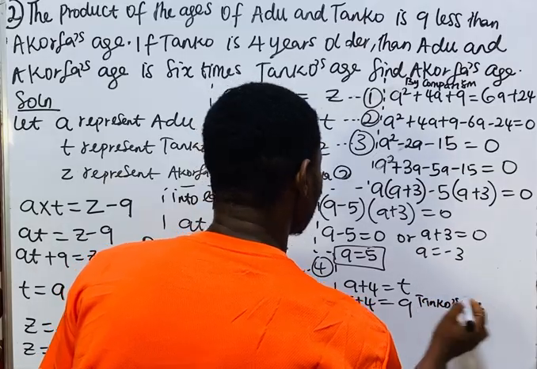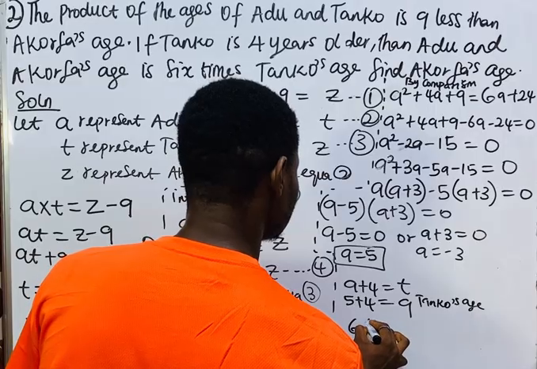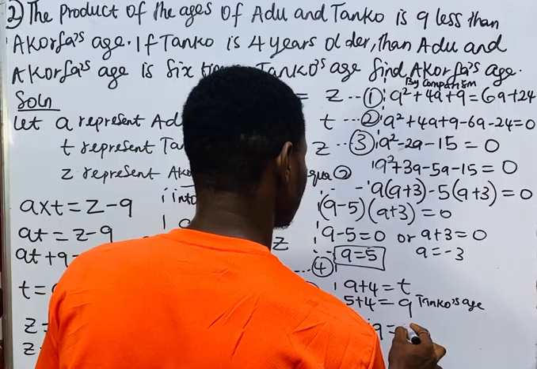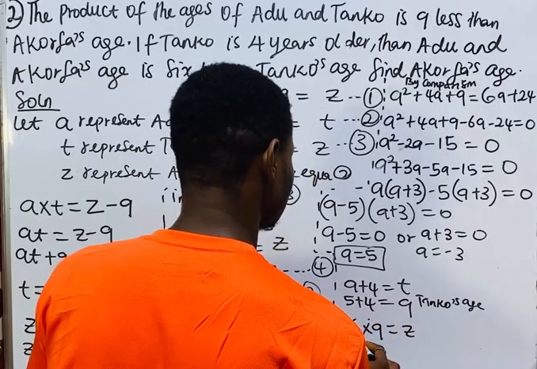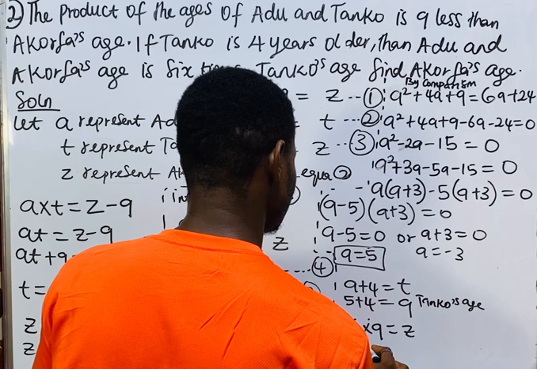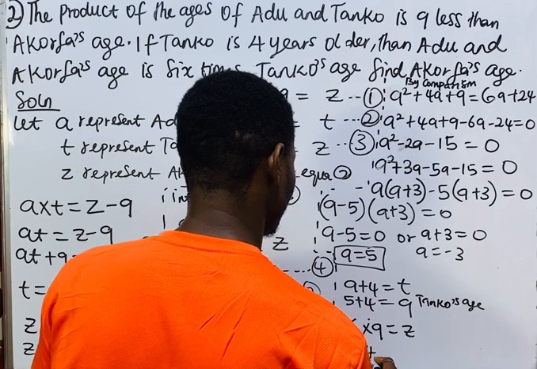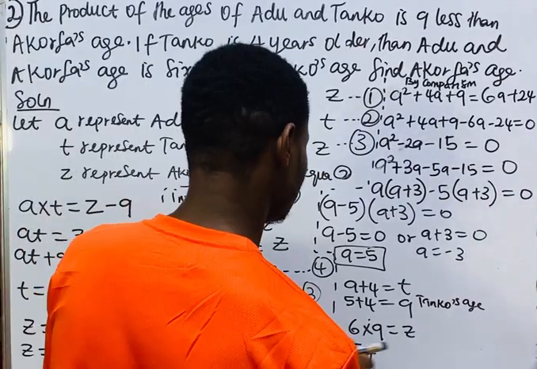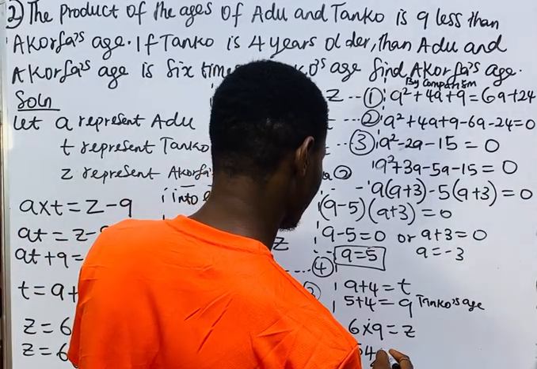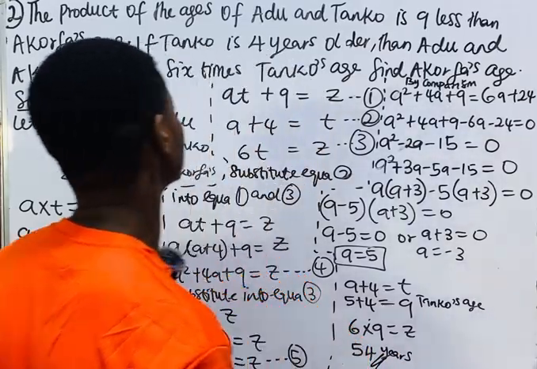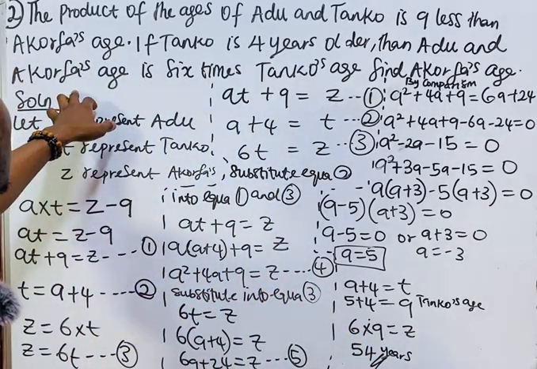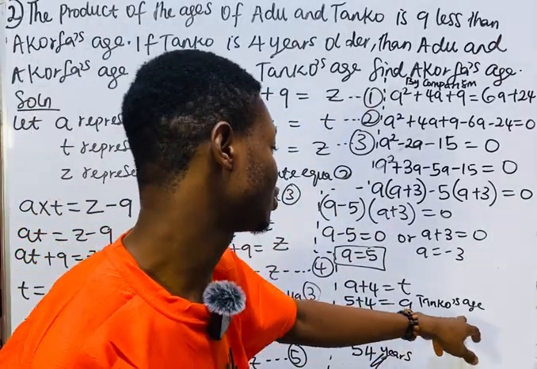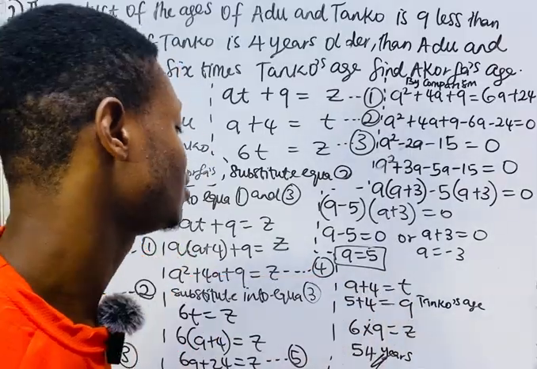This is Tanko's age. Now, Akofa's age is very simple. It is 6 times t, which is 6 times 9. What is it? 6 times 9 will give us 54, right? Let me check it too. Yes, so this is Akofa's age, 54 years. Find Akofa's age, yes, this is Akofa's age. Then this is Tanko's age. Then this is Adu's age. Adu's age is 5.